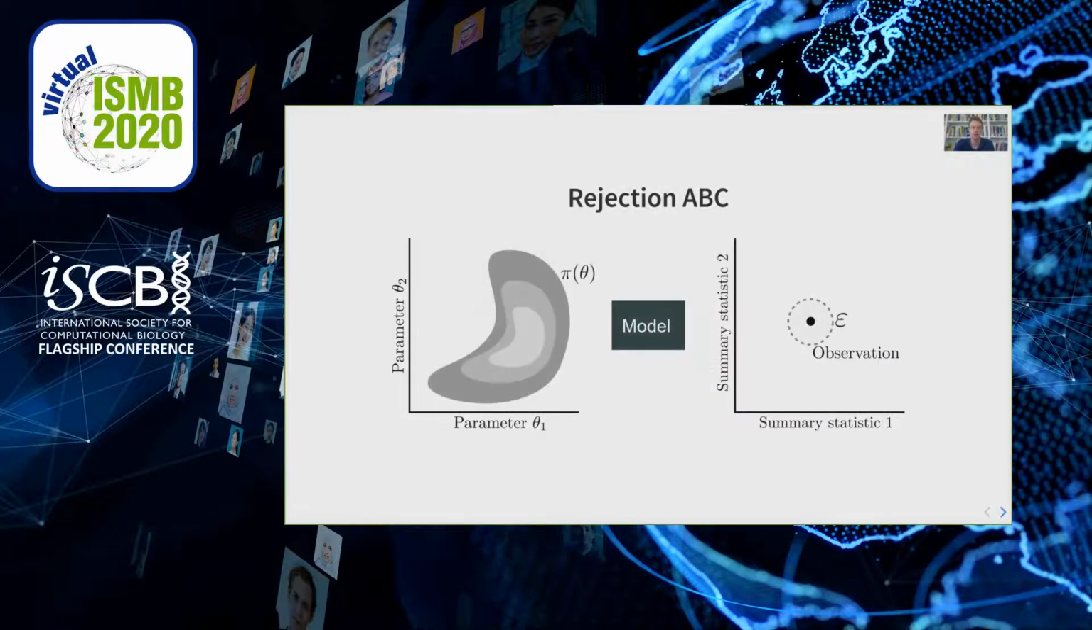In ABC, we now sample parameters from the prior, put them into the model, and accept if the simulated data are sufficiently close to the observed data, according to some distance function and some epsilon threshold. If not, we reject. Doing this a couple of times, it can be shown that we obtain a population of accepted particles which are sampled from an approximation of the Bayesian posterior density.